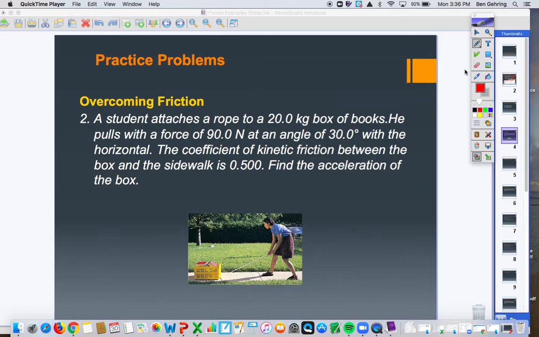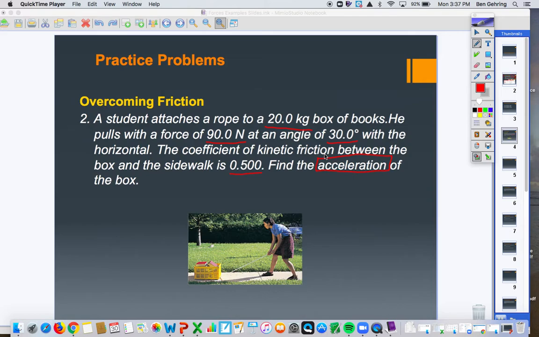So a student attaches a rope to a 20.0 kilogram box of books. I'm going to underline 20.0 kilograms so we know it's there. He pulls with a force of 90.0 newtons at an angle of 30 degrees with the horizontal. The coefficient of kinetic friction between the box and the sidewalk is 0.500. We are looking for the acceleration of the box. So that's our end-all be-all goal.